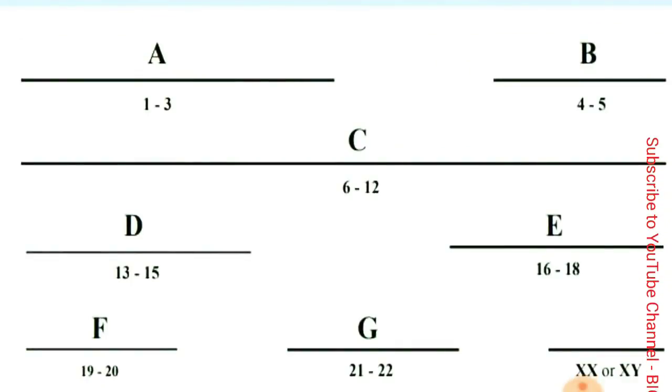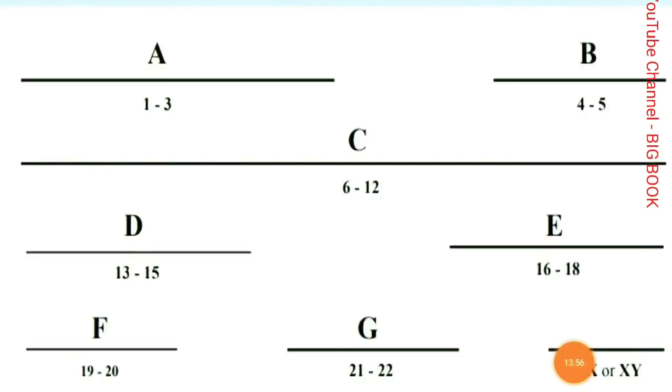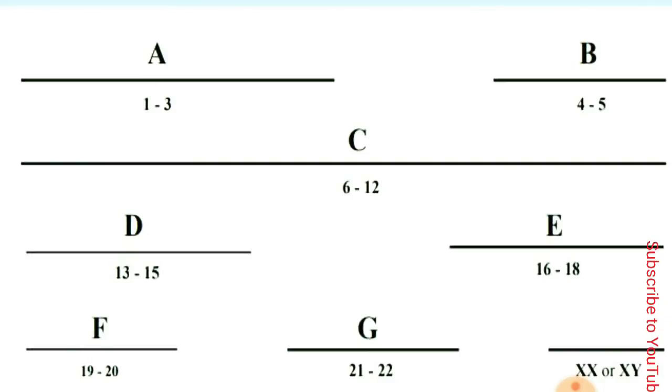Now this is how we are going to arrange the human karyotype. There will be group A and there will be group B, group C, which is the biggest or largest group, group D, and there will be group E, group F, and group G. Okay, here we can see that group A has chromosomes 1, 2 and 3.